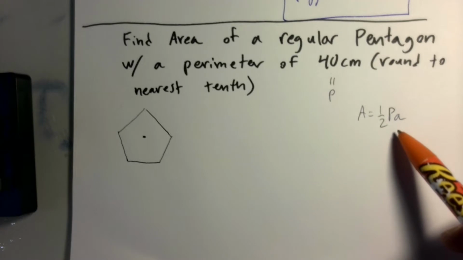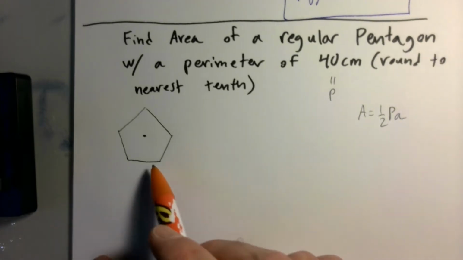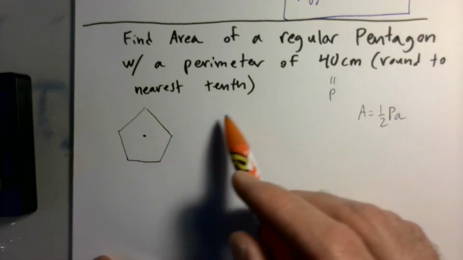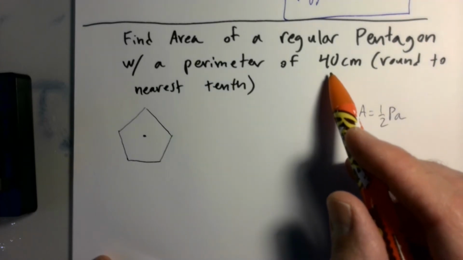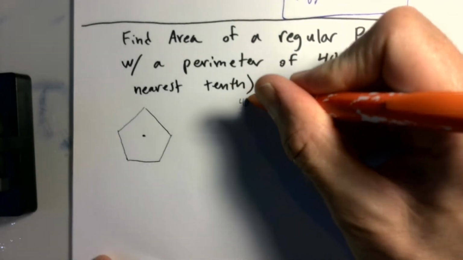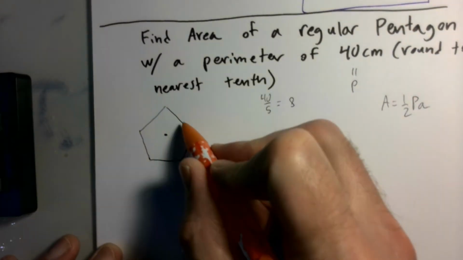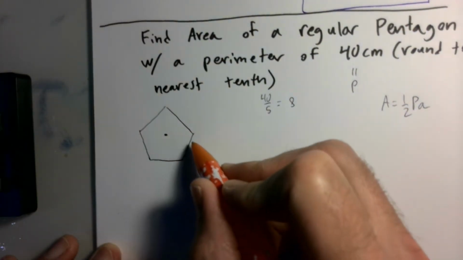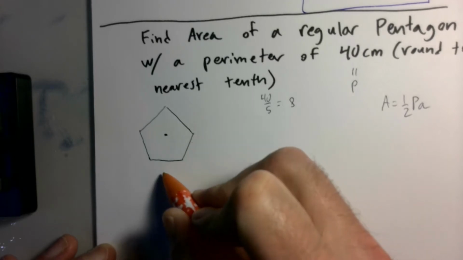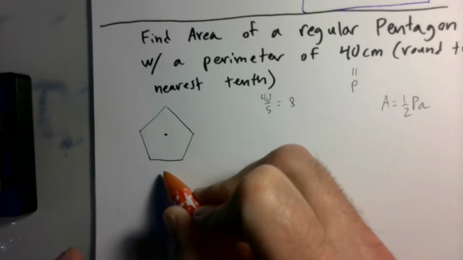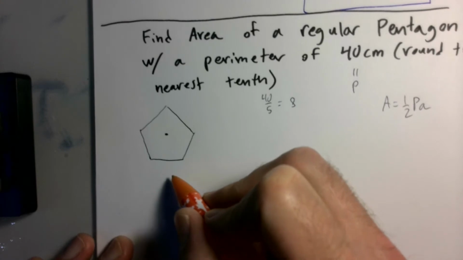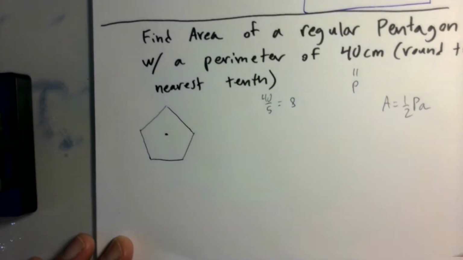Okay, so what are we going to do? Well, first we need to find the side lengths. If I have 5 sides and the total perimeter is 40, 40 divided by 5 is 8 centimeters. So that means each and every side of this regular pentagon is going to be 8. I always work with this bottom one. You don't have to. I just think it's more intuitive than working with any other side.